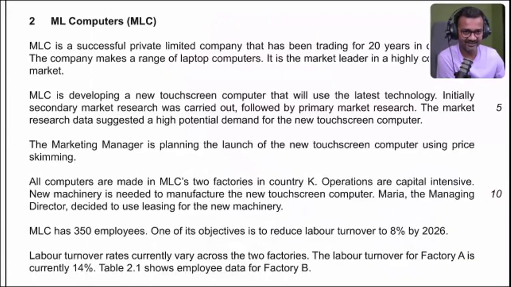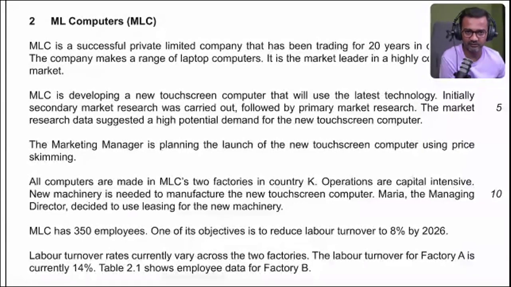So let me take you to the paper that I've picked for today. This one is the second case study in this paper, and it's called ML Computers. Just give me a second, guys. Yeah. So this is the second case study in this paper called MLC, and both case studies are the same in the sense that you will have some information given in some tables or maybe a chart, and that's basically the quantitative bit that you need for your calculation. But most of the case study is obviously written in words.